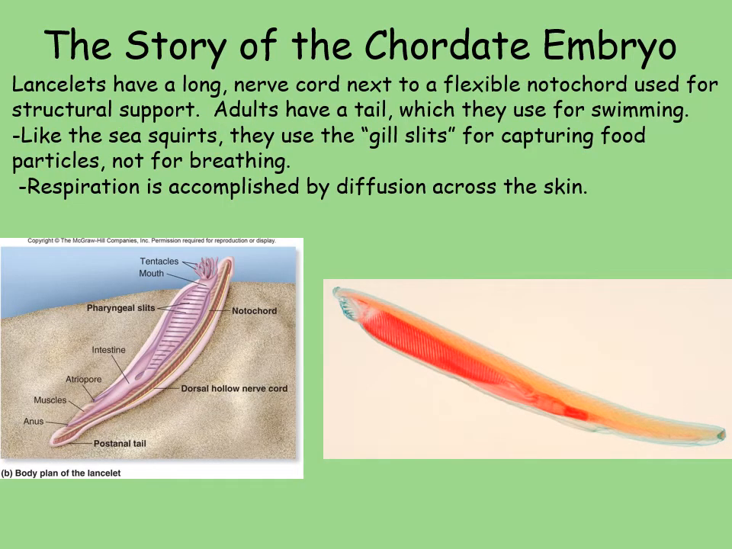So lancelets, if you look at the inside of a lancelet, they have the dorsal hollow nerve cord running along the length of their body, right above their notochord, so they maintain the notochord as structural support as an adult. They also have the tail that they use for swimming, and they have the gill slits, which again are not really used for breathing. They are so small and their skin is relatively thin, so they just breathe by diffusion across the body wall. The gill slits are used for capturing food, just like we had with the tunicates.